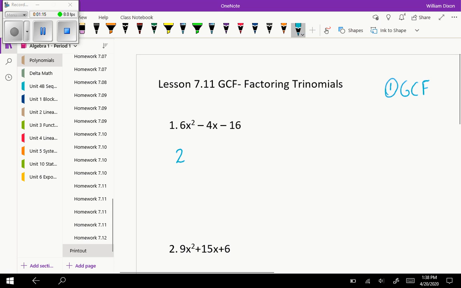Now, if I divide 2 into each one of those terms, which you know we do, I'm going to be left with 3x squared minus 2x minus 8. All right, now, I still have a trinomial that needs to be factored. So at this point, since my leading coefficient is greater than 1, I'm going right for the magic x.